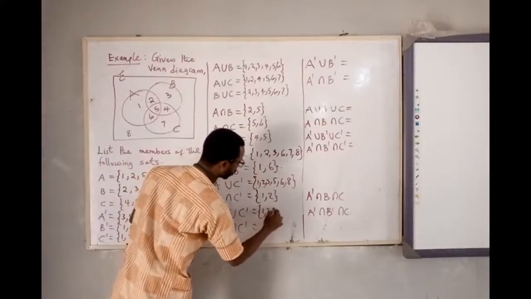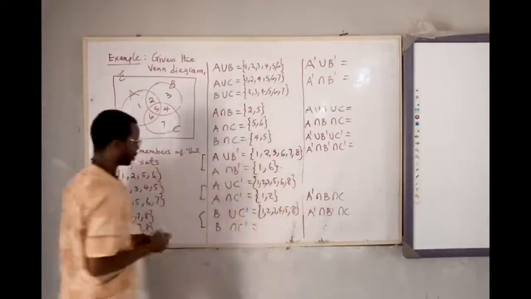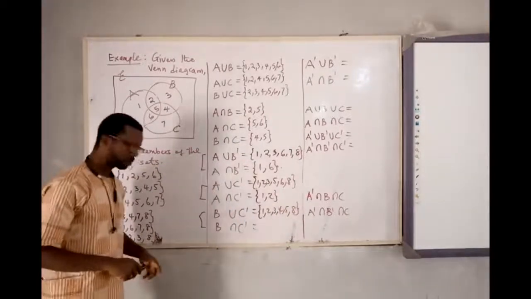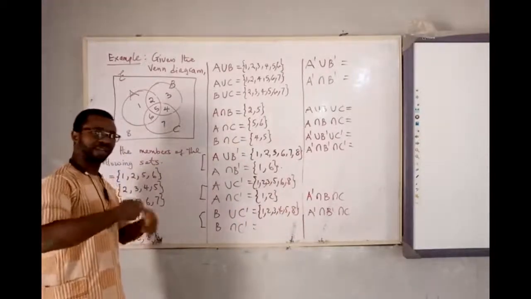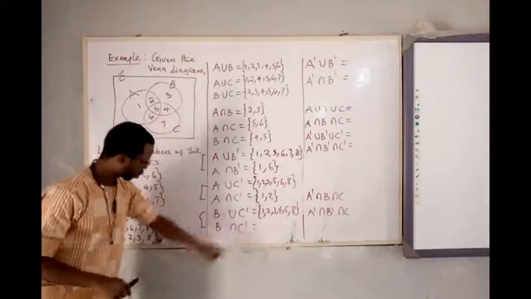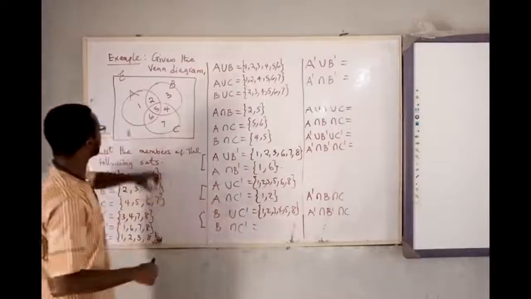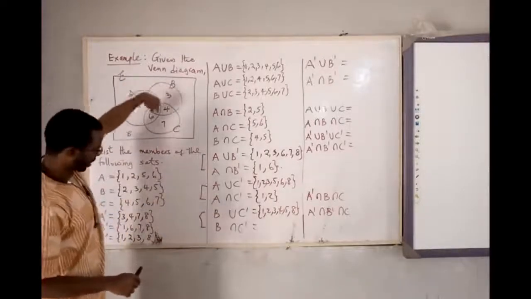1, 2, 3, 4, 5, 8. So let's try the next one. If you are finding it difficult to understand, you can pause the video and go over again. So this is C prime and this is B and this is intersection. So go to B, this is B, delete everything that has to do with C.